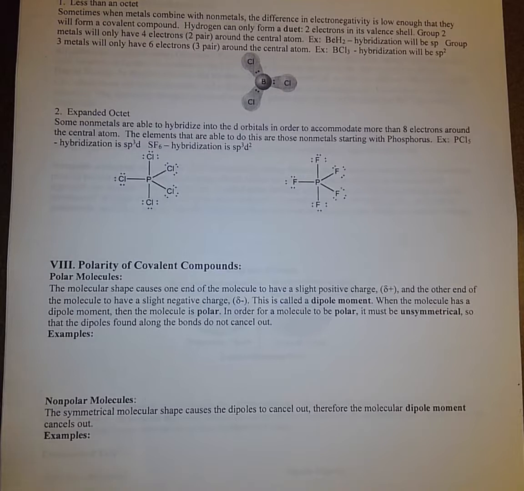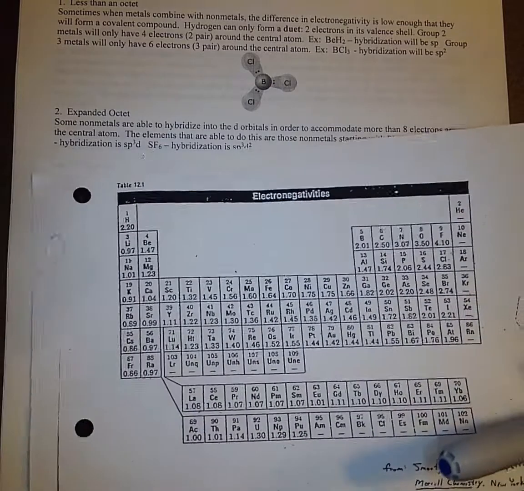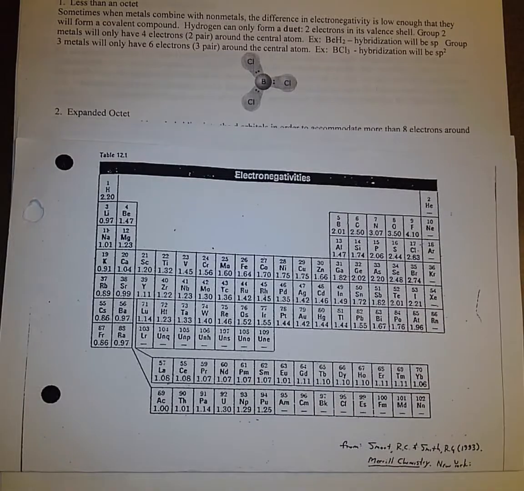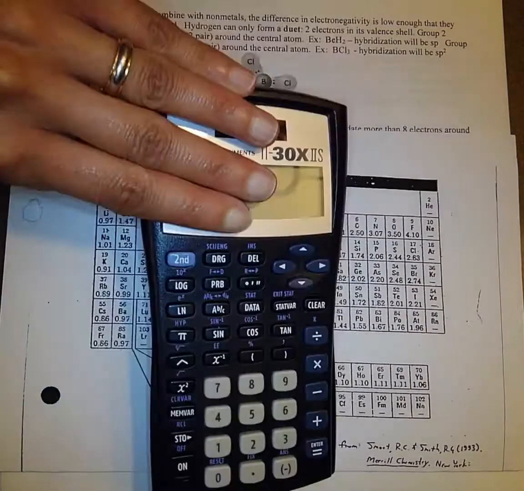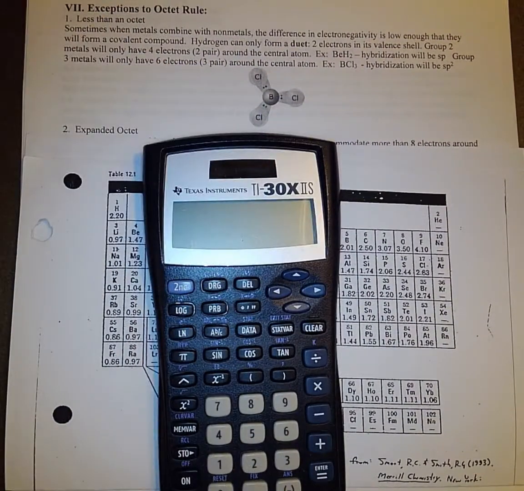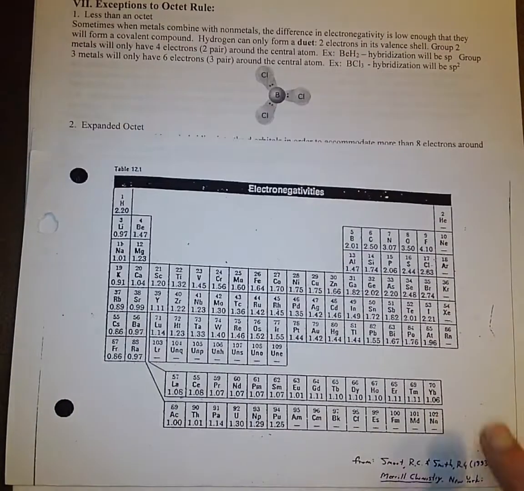So what you will need today is, of course, your notes. You will need a pen, highlighter, and you will also need your electronegativity chart that we talked about earlier. And along with the electronegativity chart, of course, you will need a calculator to do the calculations. Okay? So let's get started.